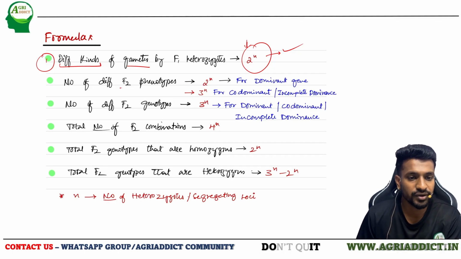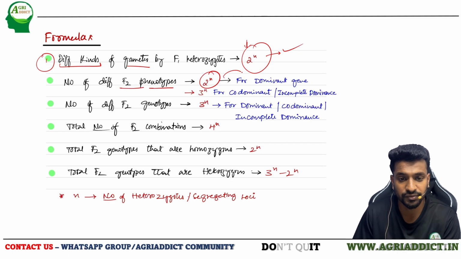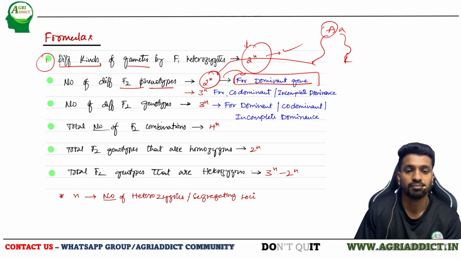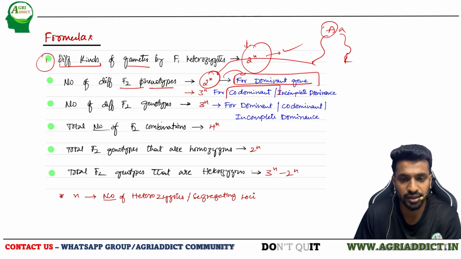Next, the number of different F2 phenotypes that are possible would be 2 power n if it is for a dominant gene. If there is a single gene with dominant and recessive behavior, where one gene is showing dominance and the other gene is showing recessive behavior, in that case the formula would be 2 power n. But if it is for the codominant or the incomplete dominant, then the formula changes to 3 power n. Why so? Let us take an example.